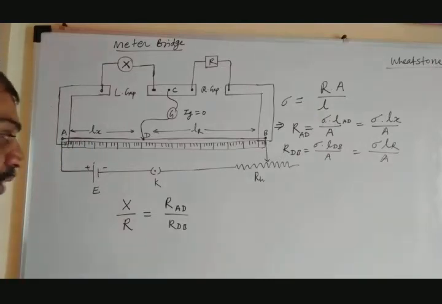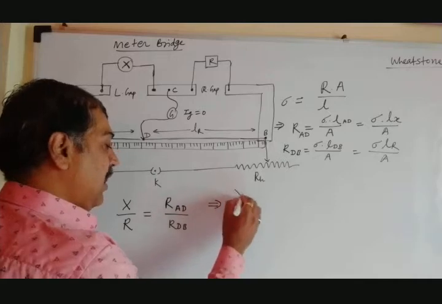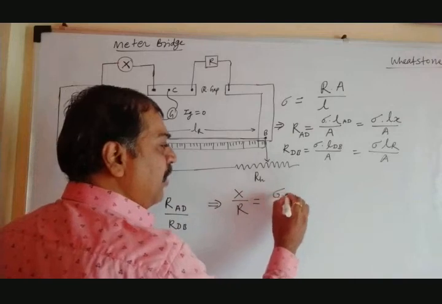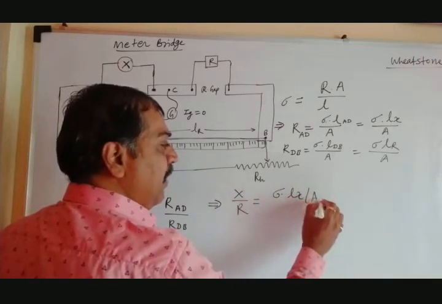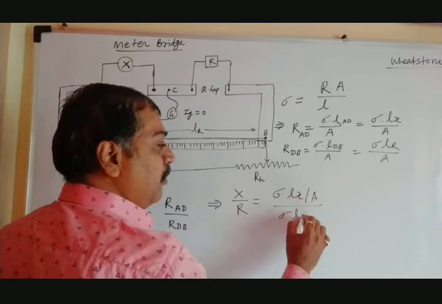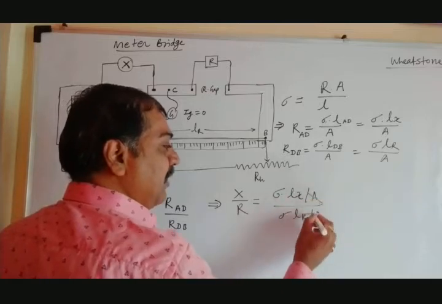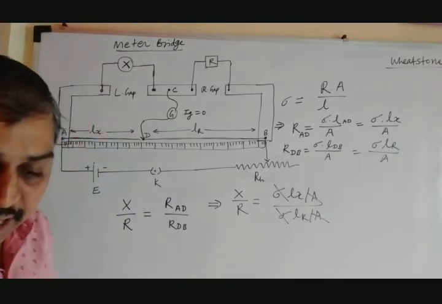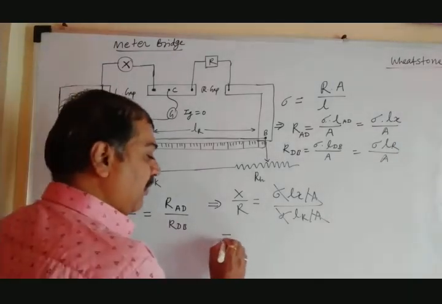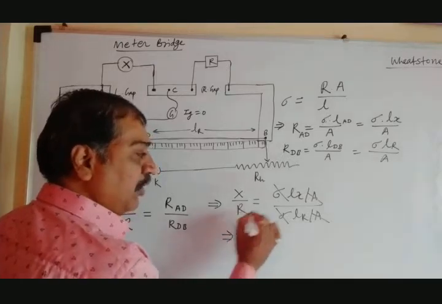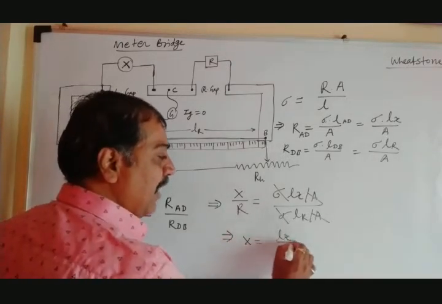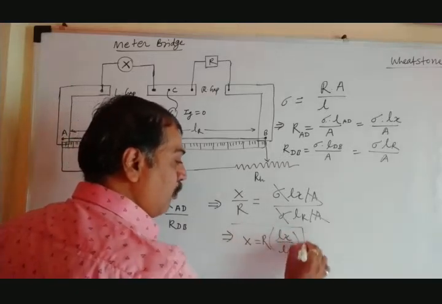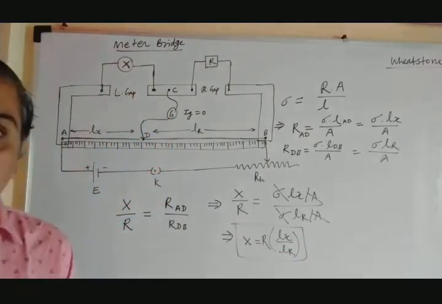Rewrite the equation. So X divided by R equals what? Sigma into Lx divided by A, divided by sigma into LR divided by A. This A cancels out, sigma cancels out. What we get is Lx divided by LR. From this equation, moving R to the other side, X equals Lx divided by LR into R. And this X is the unknown resistance that we want to determine.